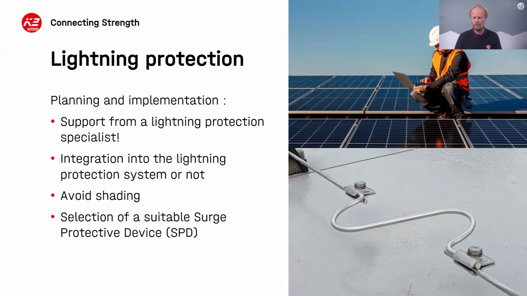What is also probably an important point to say for this as well, we would expect or assume that if you are doing a PV project when there's lightning protection involved, it would very much be a cooperation between the PV planners and also the specialists for the lightning protection.